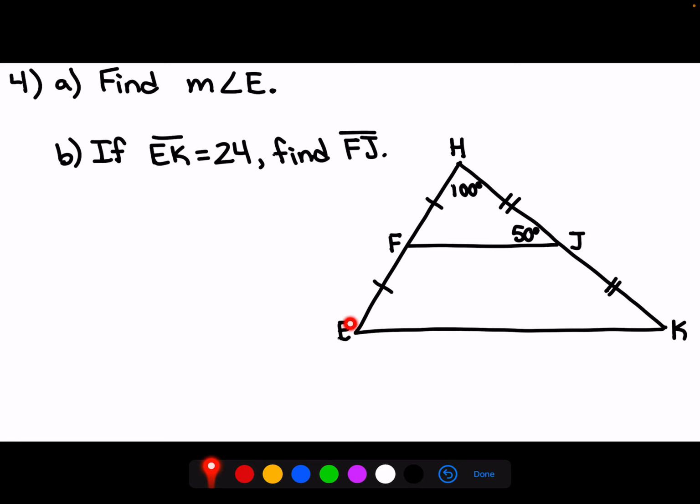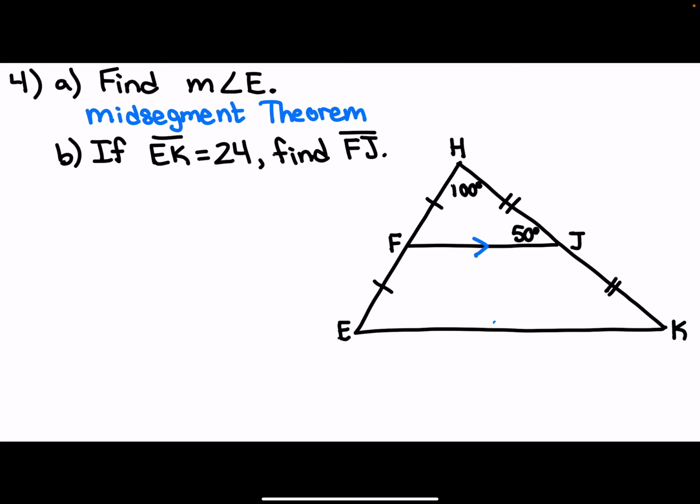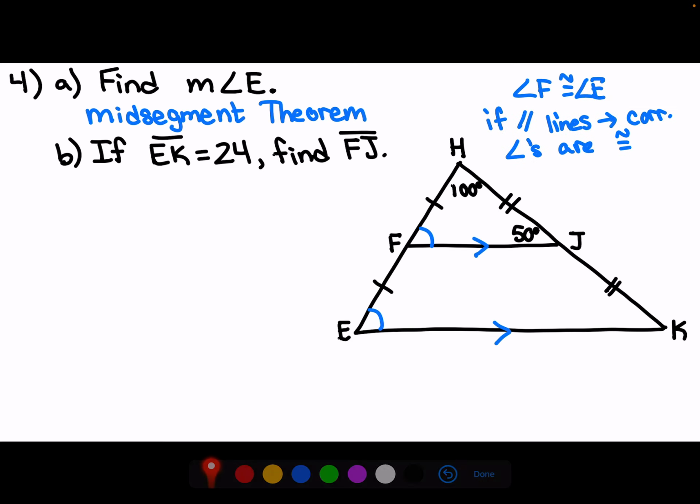So with that information, if these two lines, FJ and EK, are parallel, that means that HE is a transversal line. So the relationship between these two angles is that they are corresponding angles. One is interior, one is exterior. They have different vertices, and they're on the same side of our transversal. Now, if we have parallel lines and corresponding angles, those corresponding angles will be congruent. So angle F is congruent to angle E because corresponding angles are congruent.